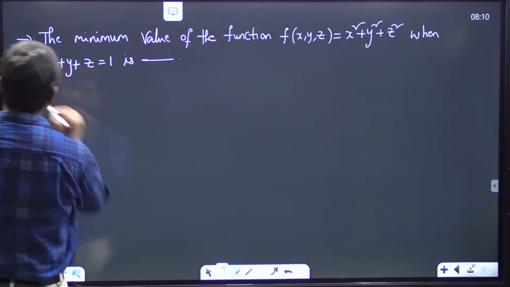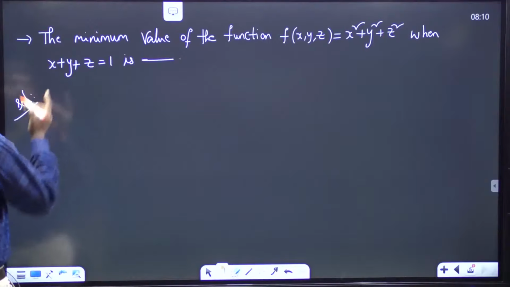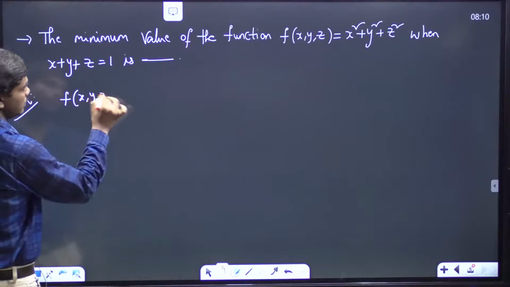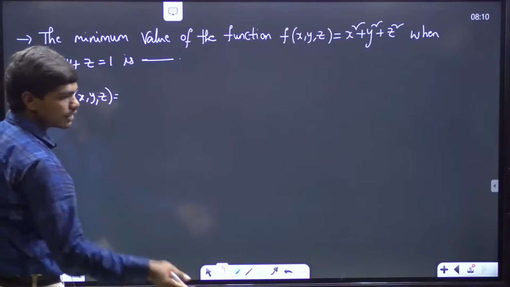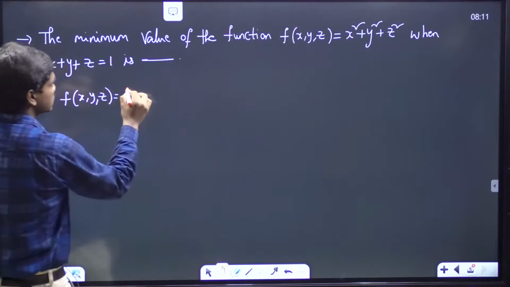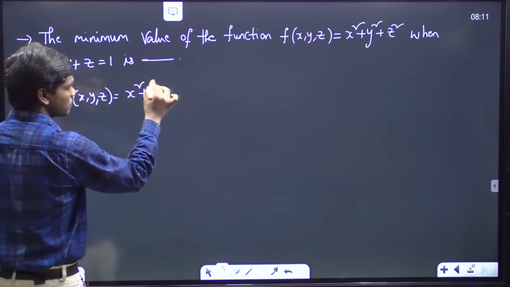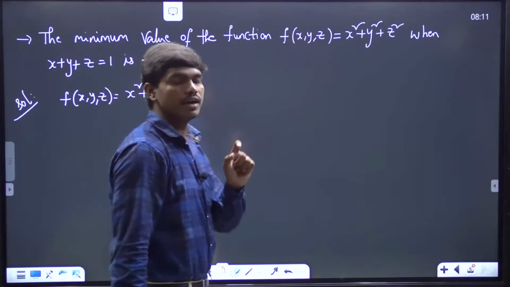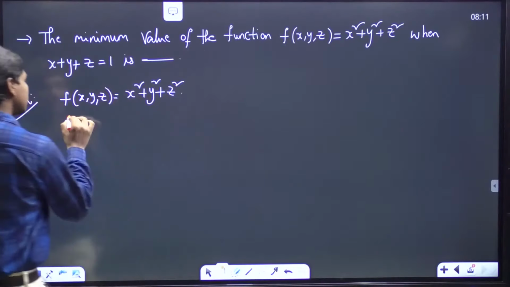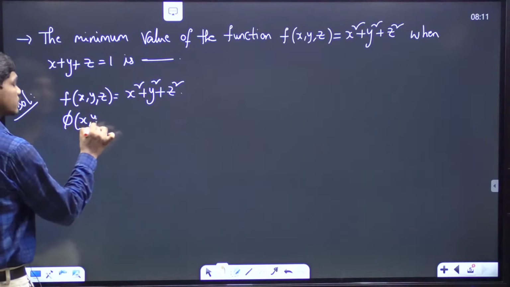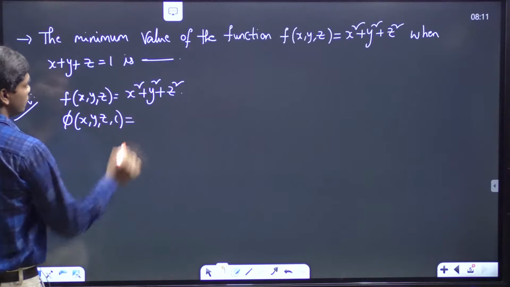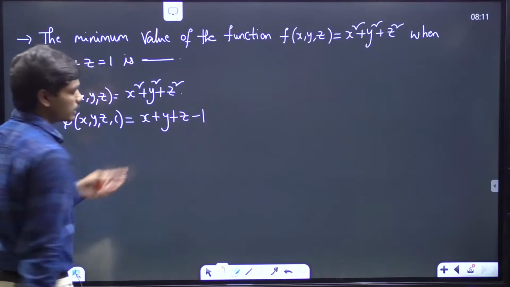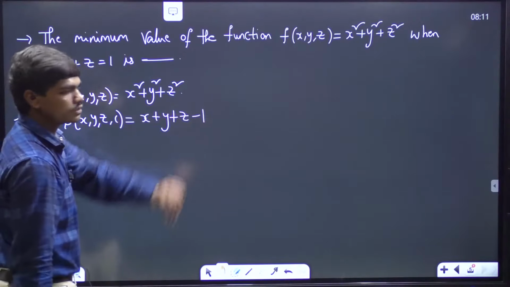If you want to solve this question, now what is f of x comma y comma z? Small f of x comma y comma z, the function for which you need to find the maximum or minimum. So this is x square plus y square plus z square, because this is the function for which you need to find the extremum value. Correct? Now what's the constraint equation on the variables? Phi of x y z is equal to x plus y plus z minus 1, or you can write equal to 1, doesn't matter, is equal to 0, of course.